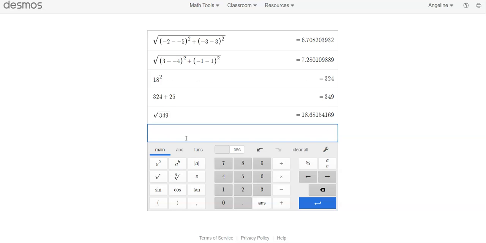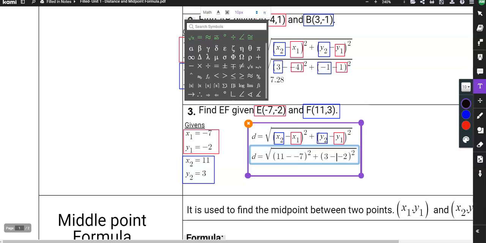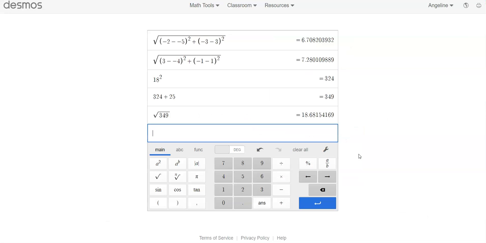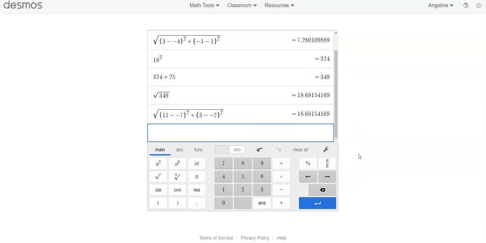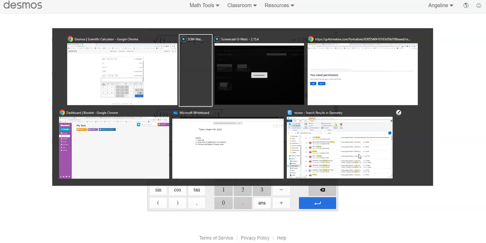We get 18.68. Of course, we could have done that more quickly by copying and pasting the entire expression right into Desmos. But we're going to go ahead and round that to 18.68.